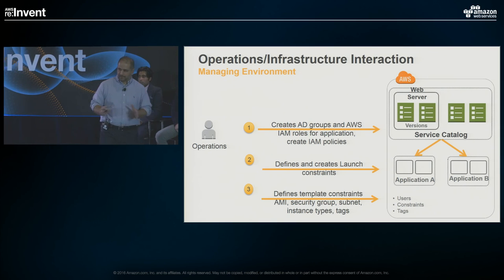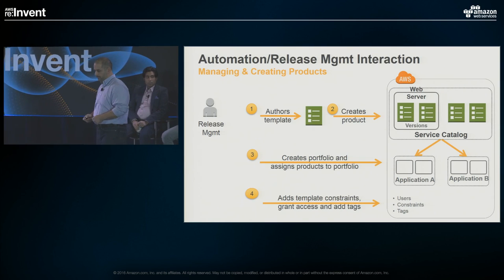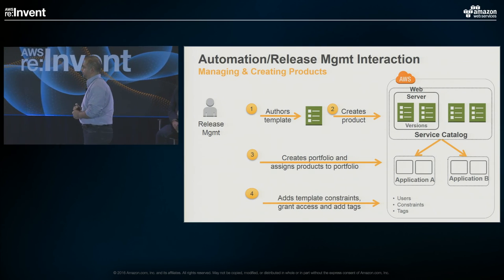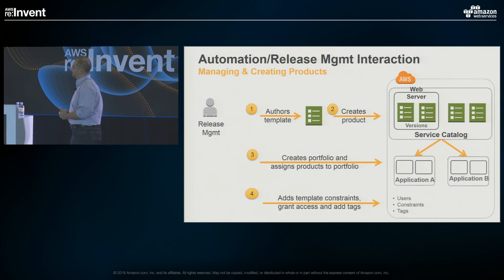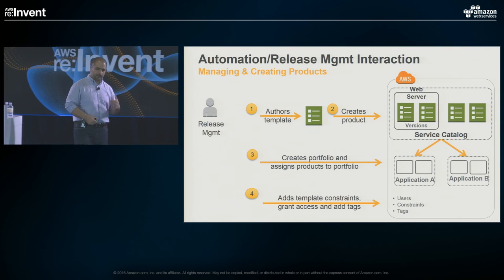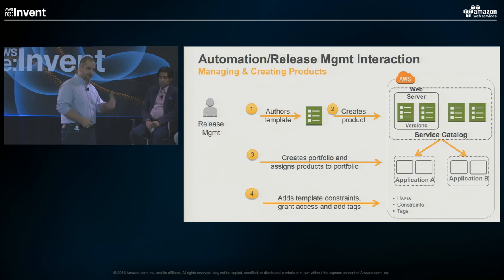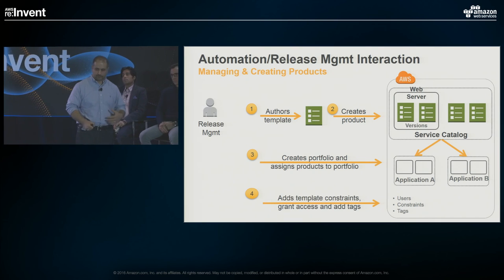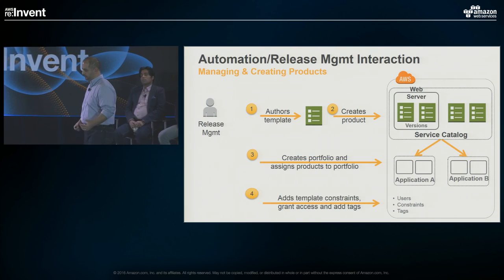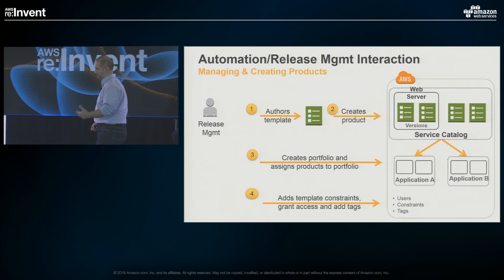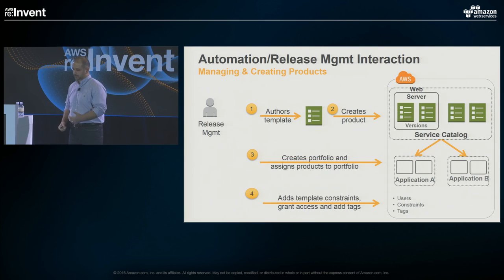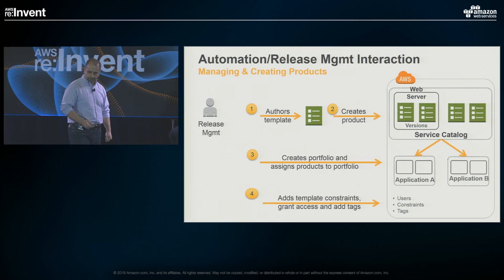So that makes it nice and easy for them. What do the release management automation folks do? They're the ones creating the portfolios and the products, and they're making sure that they're actually implementing the template constraints in the environment. So they're building the template constraints and adding them to the products to make sure that the developers can actually launch things quickly.